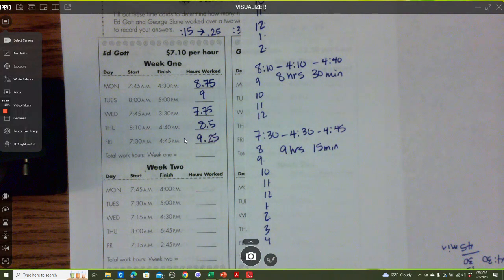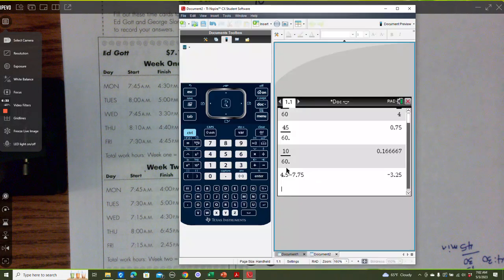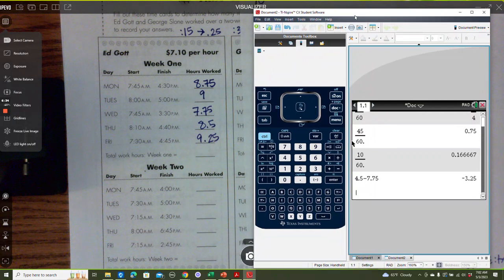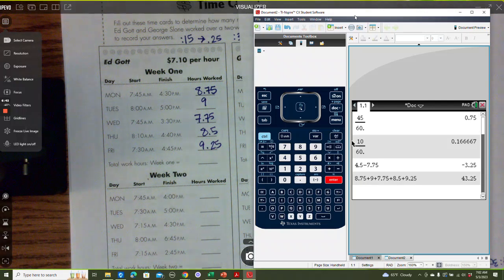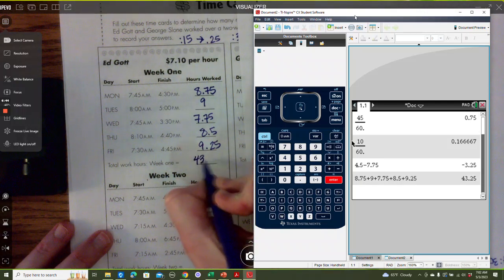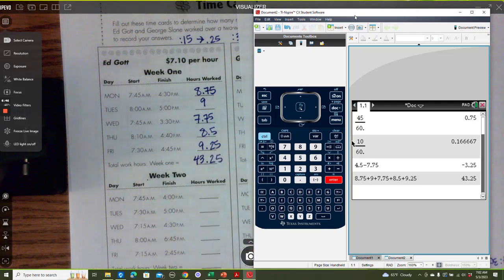All right, to get your hours for the week, you're just going to add up those times in decimal form. So 8.75 plus 9 plus 7.75, 8.5, 9.25 gives me 43.25. So 43 hours, 15 minutes.